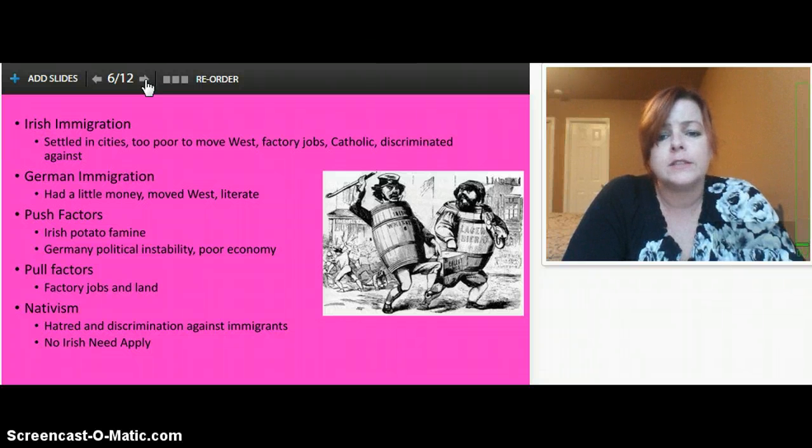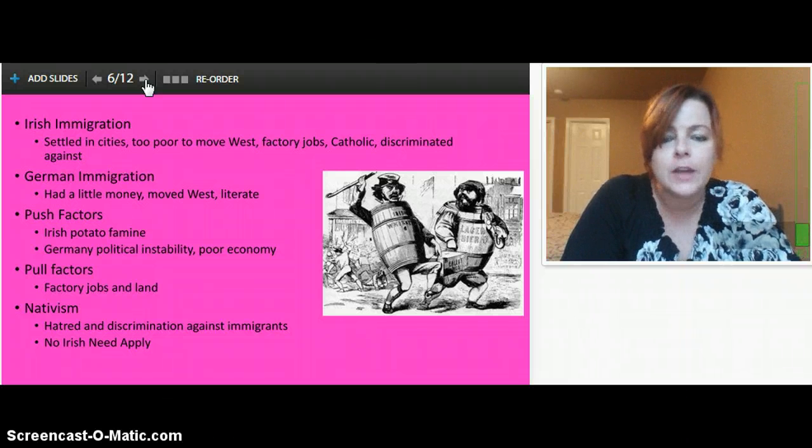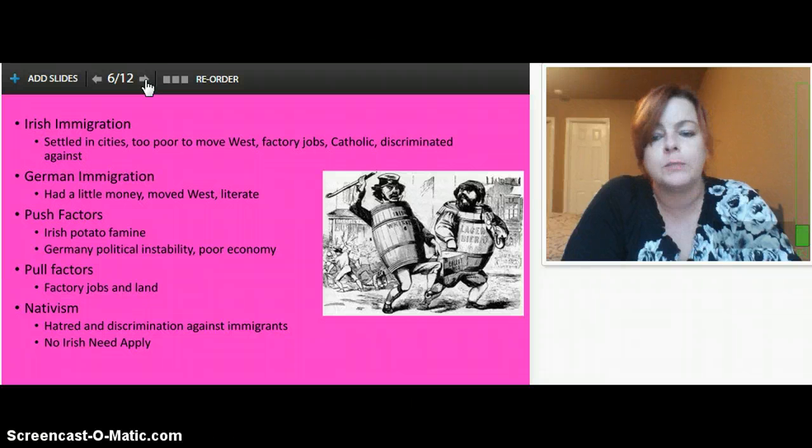Those Americans get annoyed with them, right? They're bringing down the neighborhood. And they're Catholic, right? They kind of stick together, send their kids to Catholic schools. They'll take any job at any low pay. And so we'll see some discrimination against the Irish. So things like "no Irish need apply."